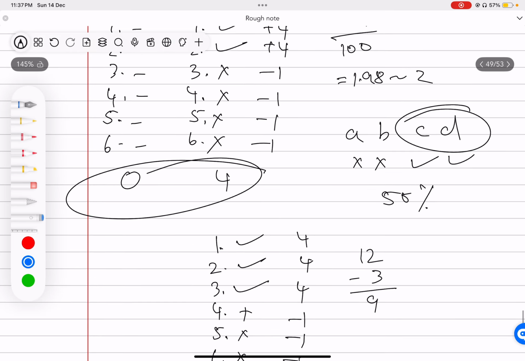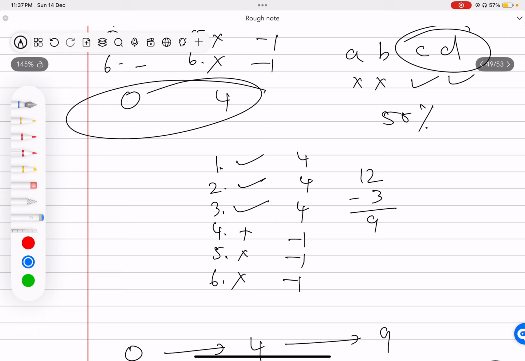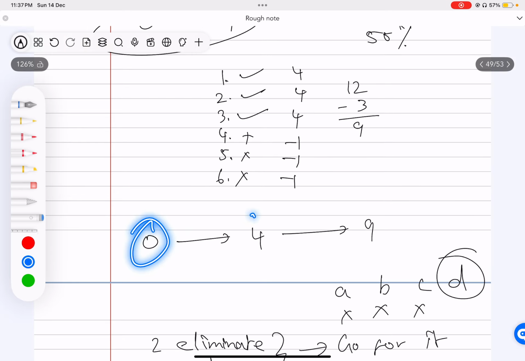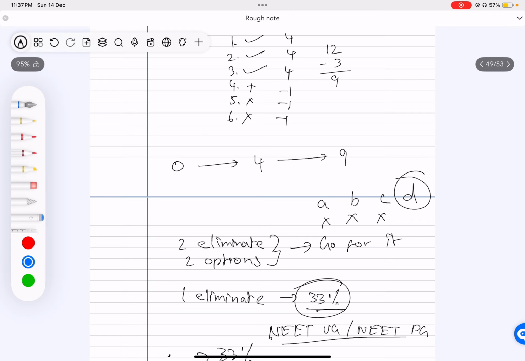Now, if you are eliminating 2 options, you are saying A and B are not the answer. You are so sure that A and B are not the answer. You are confusing between C and D. It's 50%. In 6 questions, you get 3 correct. The first three are correct and the next three are wrong. So 4, 4, 4, -1, -1, -1. It is 12 minus 3, 9. So before you had 0 marks, now you have 4 marks, then you have 9 marks. Obviously, the last option, if you eliminate 3, is 100%.